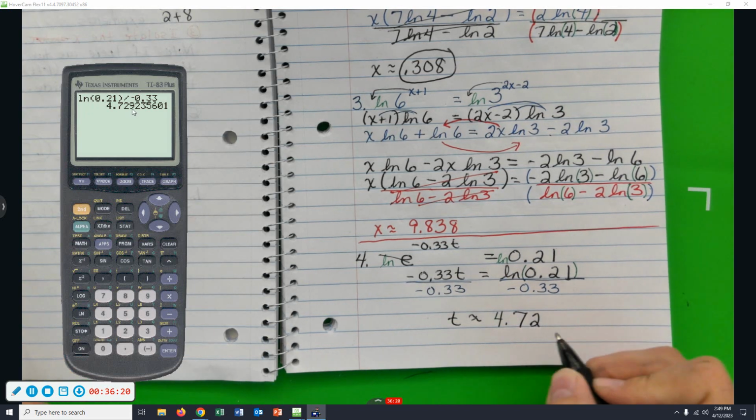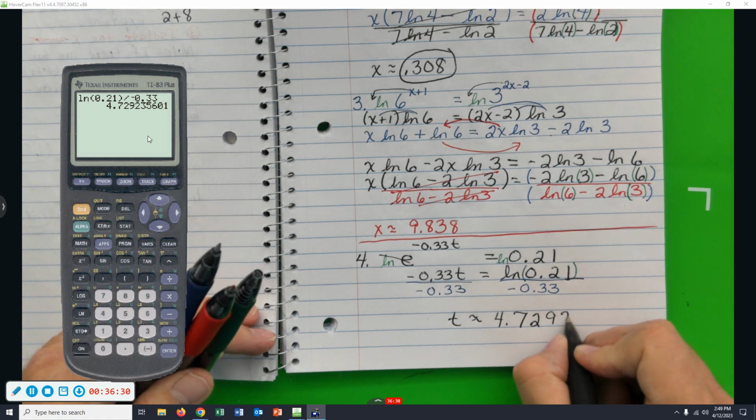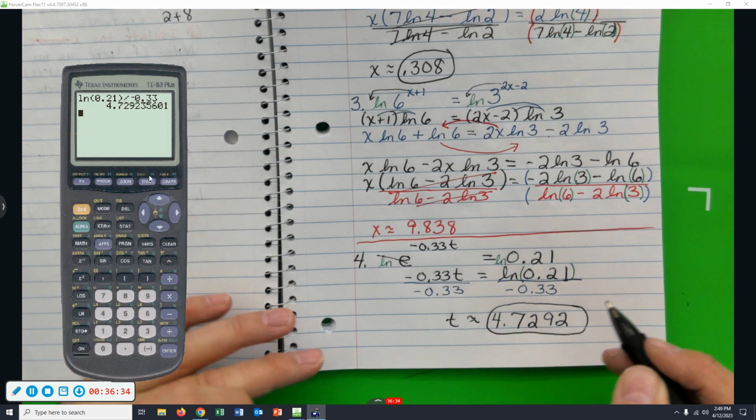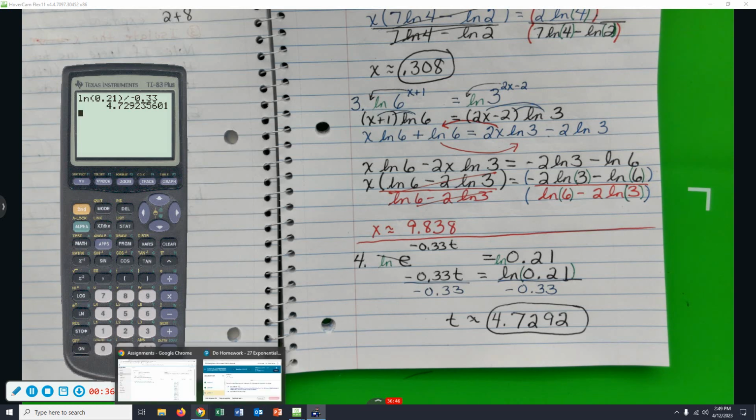4.72. Is it going to be a 9.2 or 9.3? How would y'all round? 9.2. And you'll notice those wavy equal signs. That just means approximately equal. We haven't done a lot of decimal approximations this semester. I think this is the first time we've seen those wavy equal signs, which just means approximately.